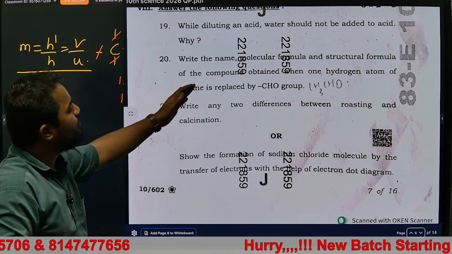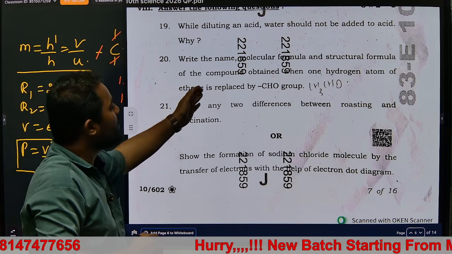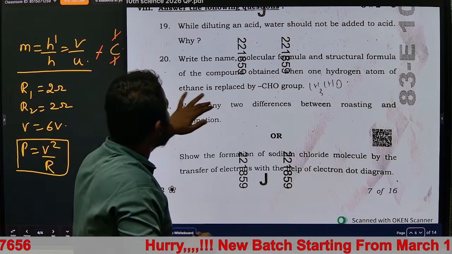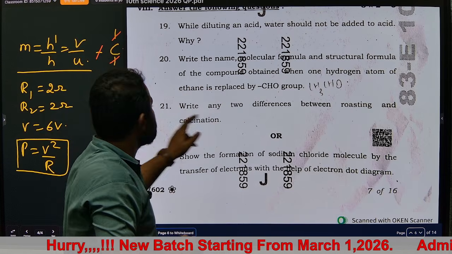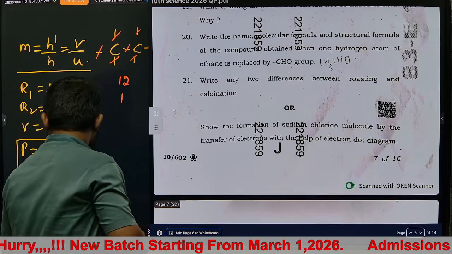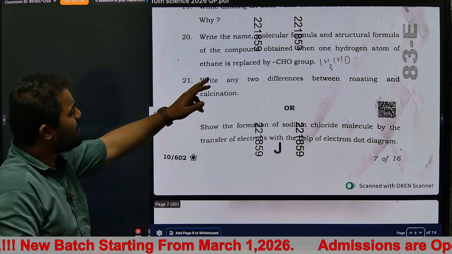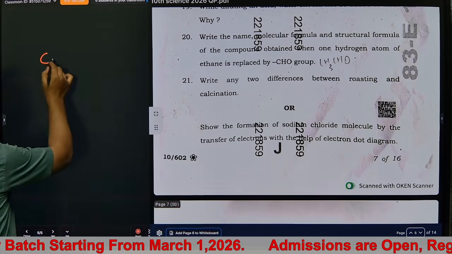Write the name, molecular formula and structural formula of the compound obtained when one hydrogen atom of ethane is replaced by one aldehyde group. See, what they are asking: ethane is there. Ethane means what? It means two carbon atoms.